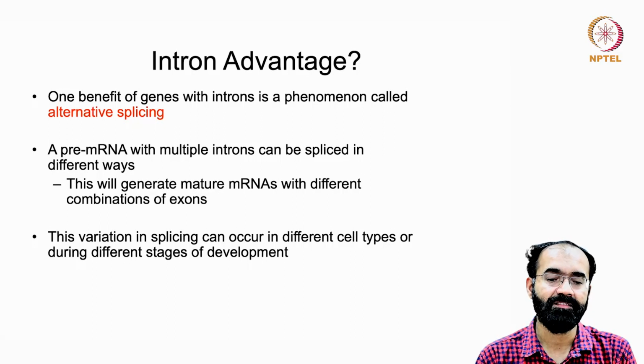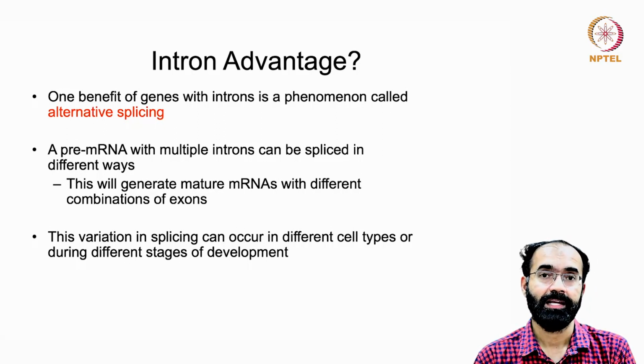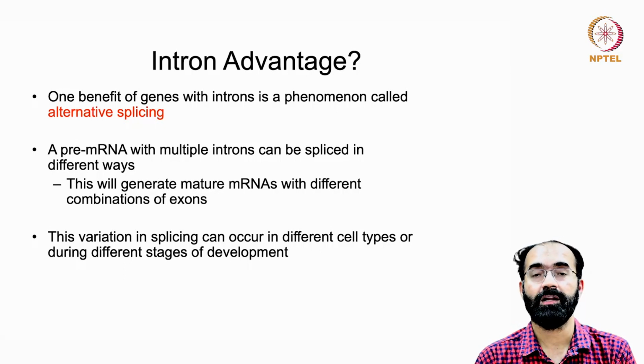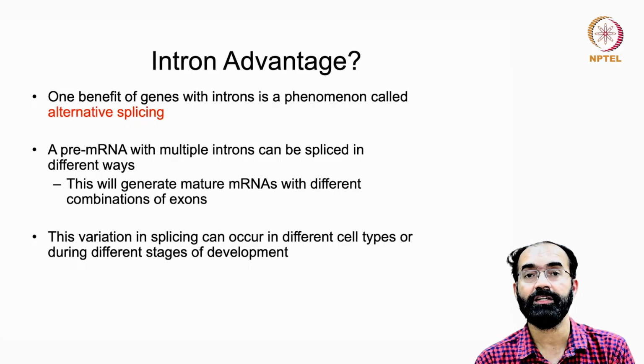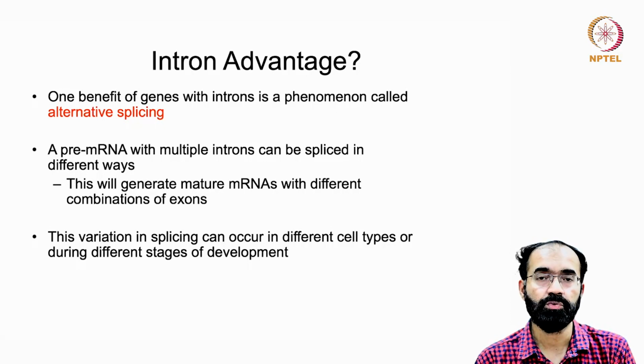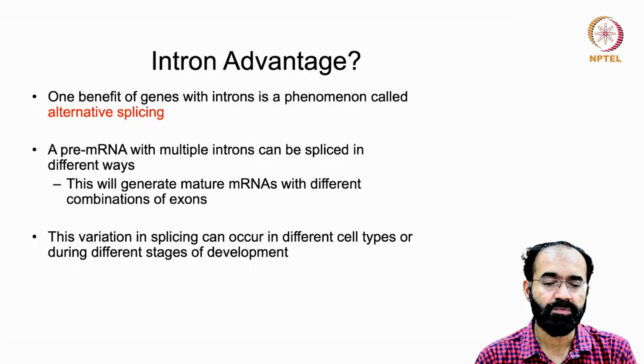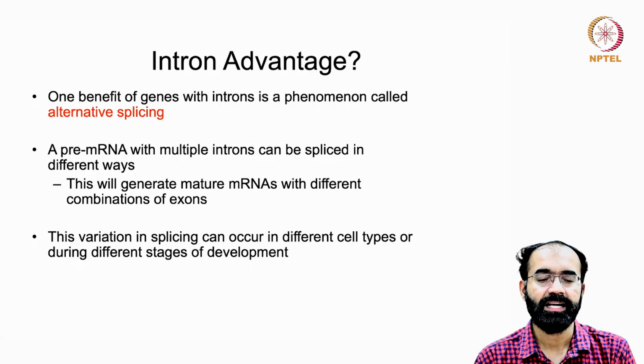A pre-mRNA with multiple introns can be spliced in different ways. If it has only one intron, you are limited to just one way of splicing. If it has got 10 introns, a huge variety is possible. This will generate mature mRNAs with different combinations of exons. As long as you have different introns, it gives you the opportunity to explore different ways.